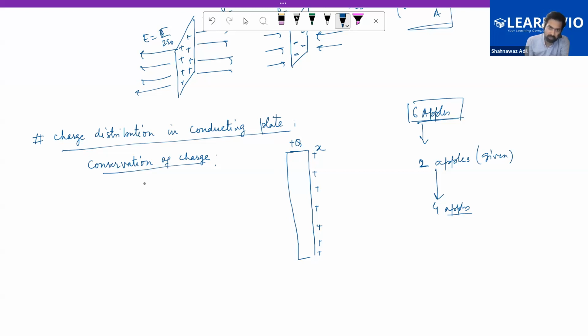Yes, sir. So Q is the total charge. Let's say this is X, and on this side you have Y. So this Y would be Q minus X. Is it clear? Yes, sir. So this side would be Q minus X, taking it as positive. Is this part clear?